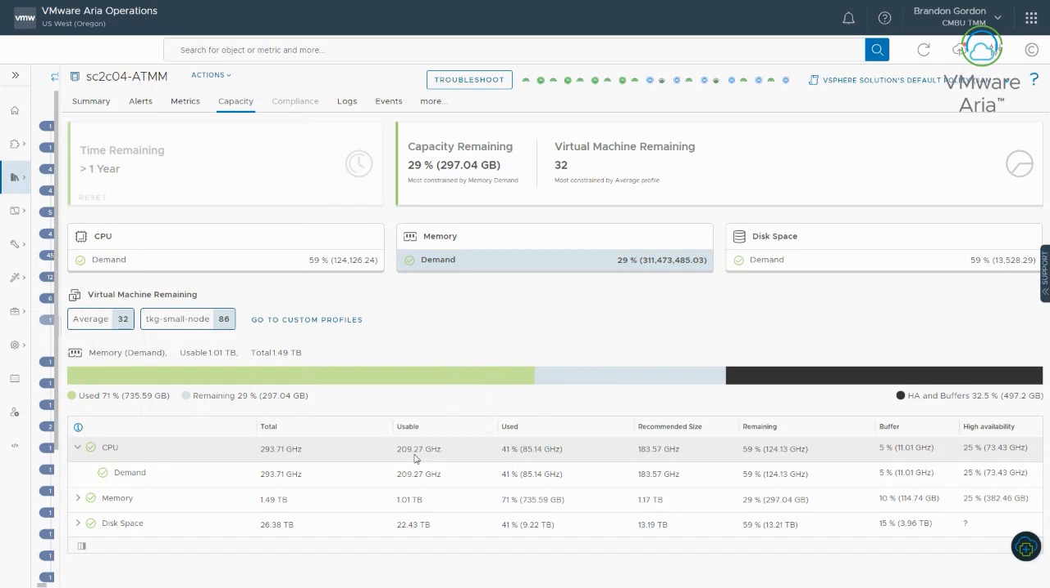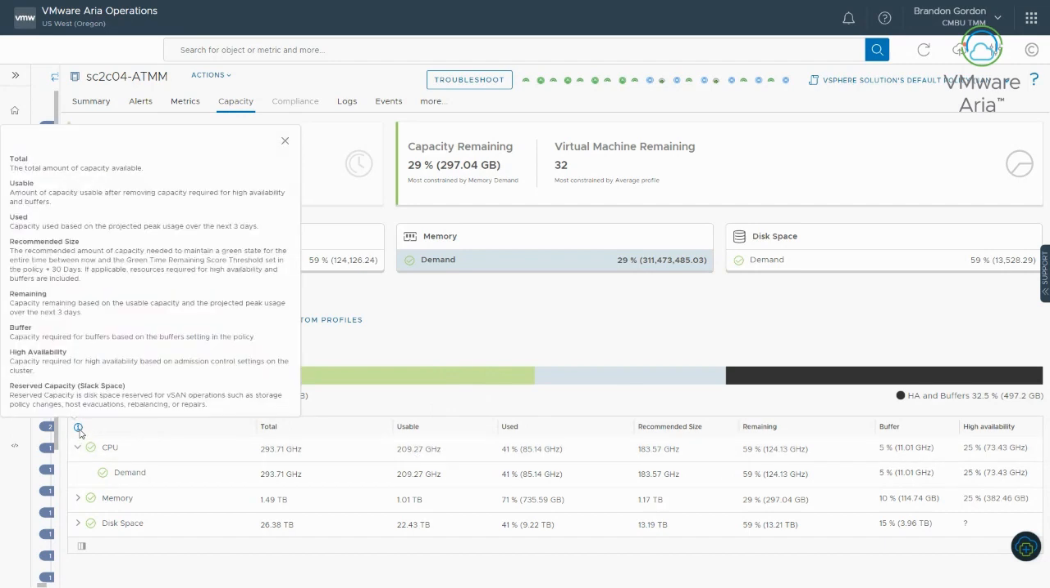I know it can get a little confusing. I think the important part here is just reference. If you ever need to figure out what these are, just hit the little info icon. That's the nice little guide there, helps explain what you're seeing on the chart. So I think that's probably the most important thing on here.